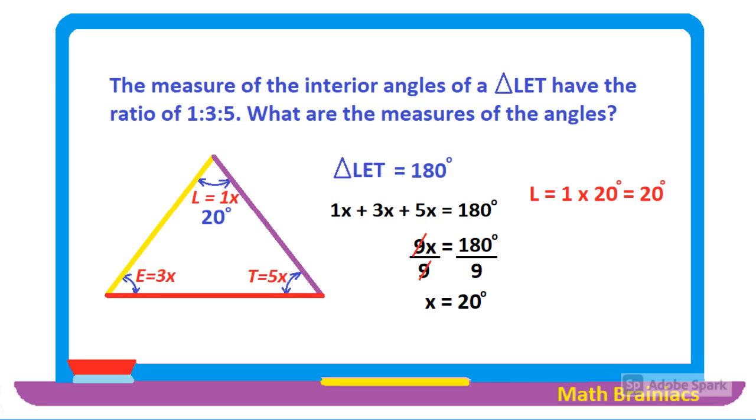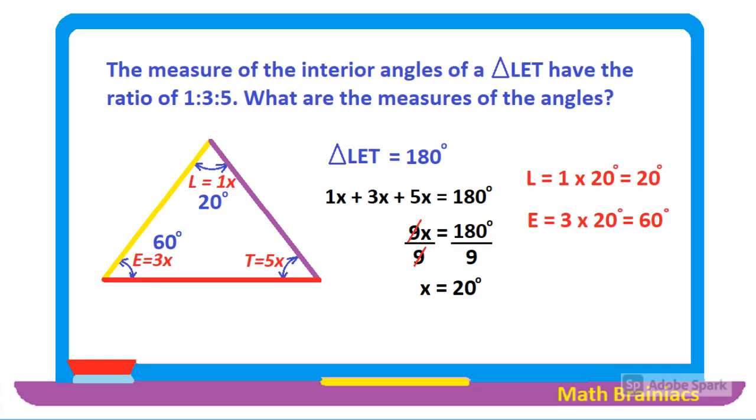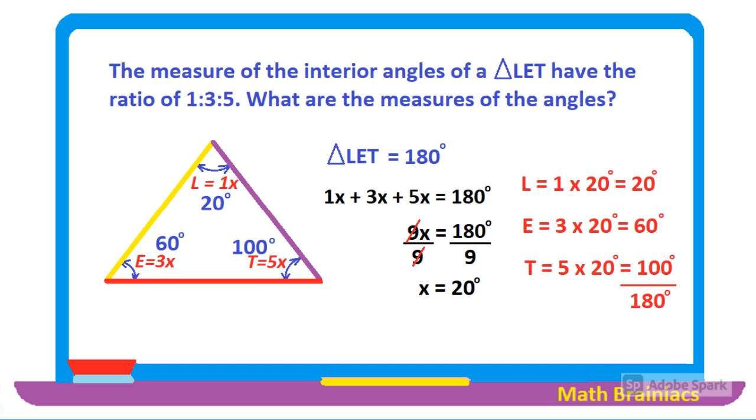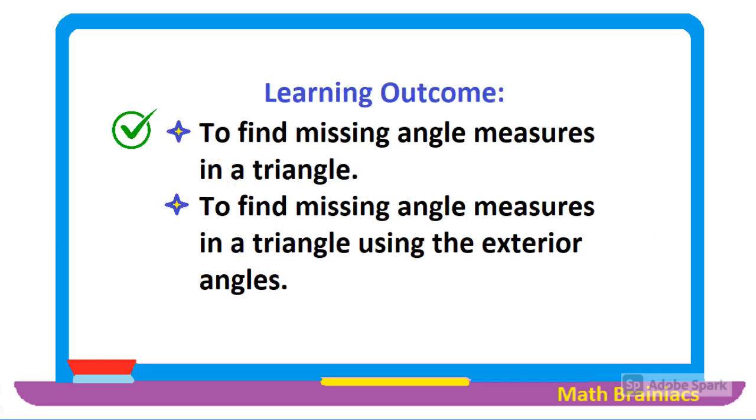Correspondingly, L is equal to 1 times 20. Therefore, the measure of angle L is equal to 20 degrees. While the measure of angle E is equal to 3 times 20, which will give us 60 degrees. And the measure of angle T is equal to 5 times 20, which will give us 100 degrees. Consequently, if we add the measure of angle L plus the measure of angle E plus the measure of angle T, it will give us 180 degrees.